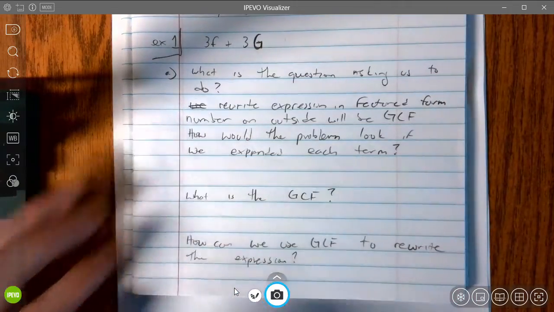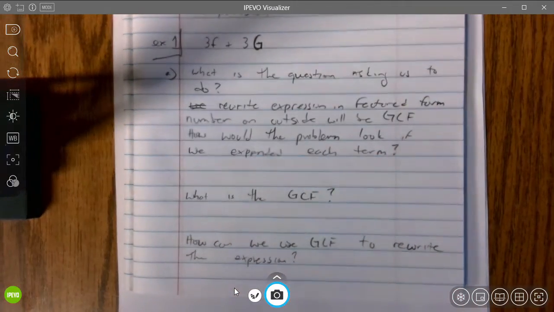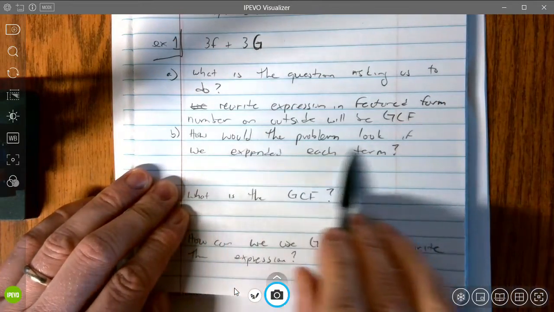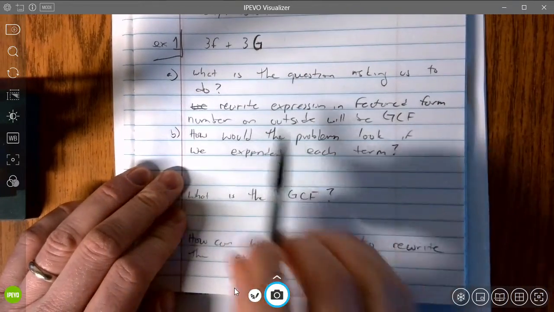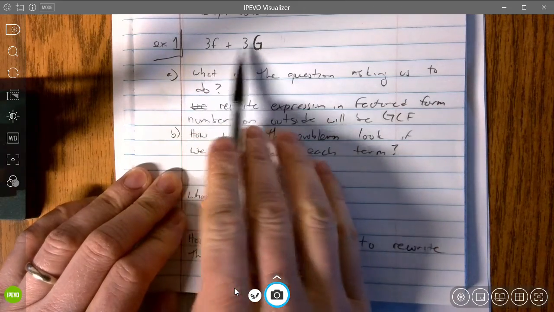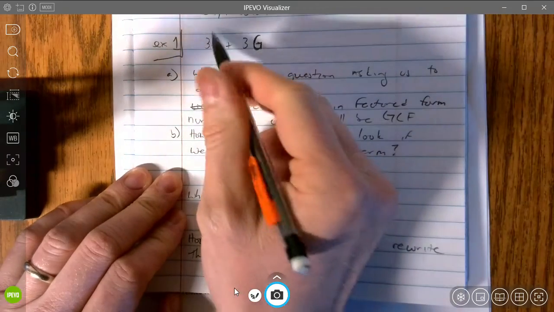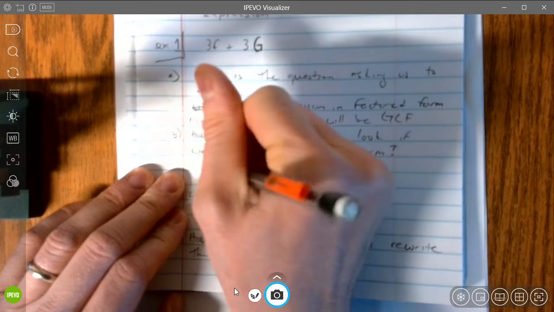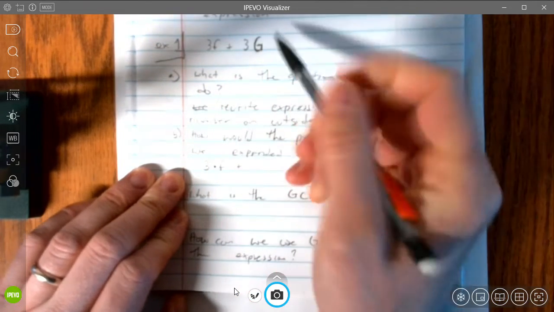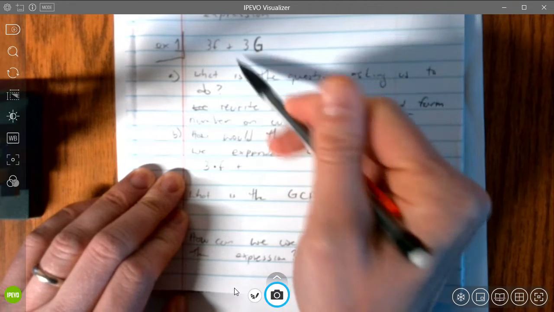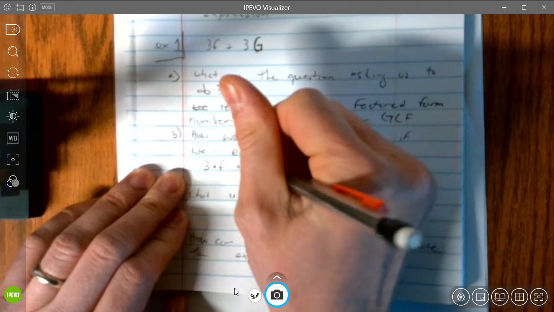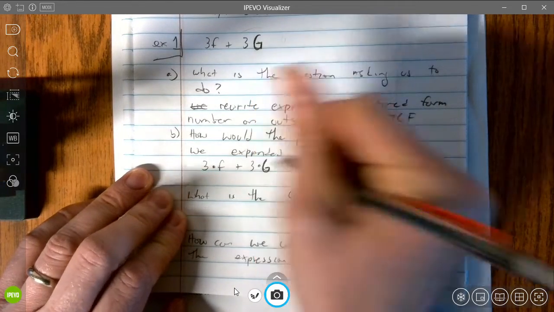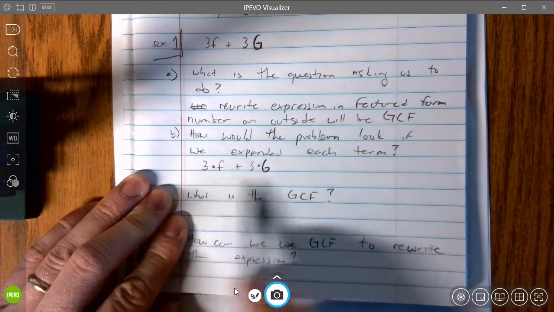Okay? And part B, right here, says, how would the problem look if we expanded each term? Here's term number 1, here's term number 2. Well, if I expanded 3 times f, or 3f, that would just be 3 times f plus. And if I expanded 3g, well, that would be 3 times g. Okay? So that's what it would look like in expanded form.